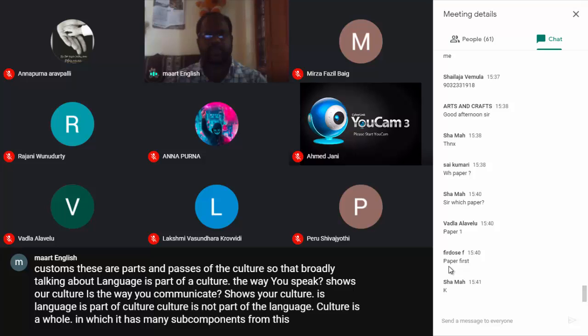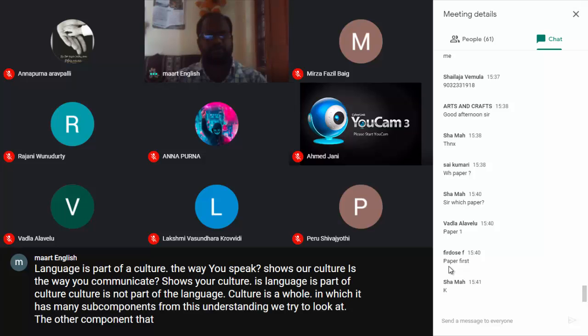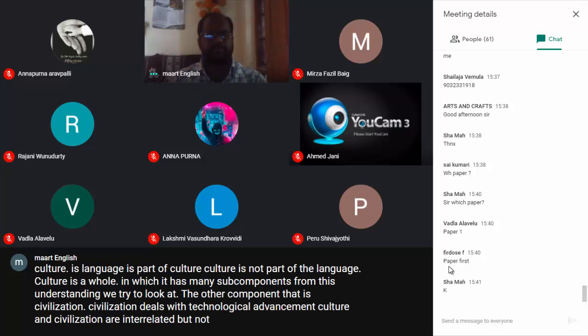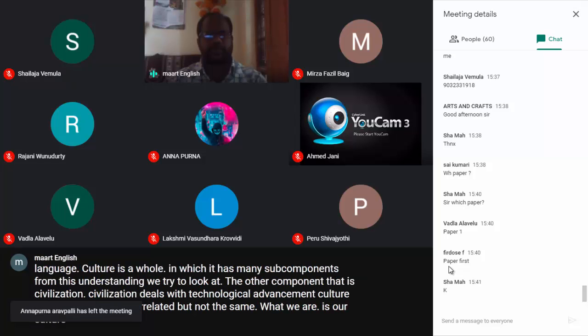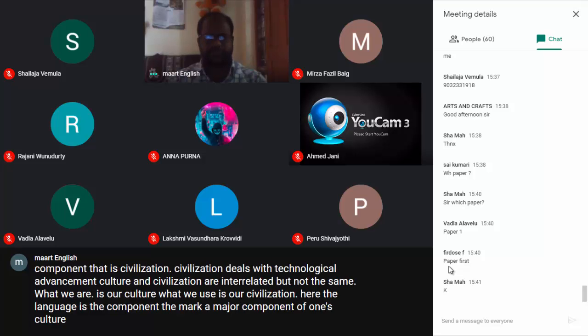From this understanding, we try to look at the other component, that is civilization. Civilization deals with technological advancement. Culture and civilization are interrelated but not the same. What we are is our culture. What we use is our civilization. Here the language is a component, a major component of one's culture.